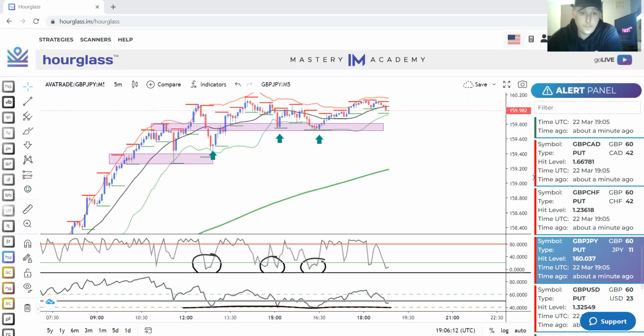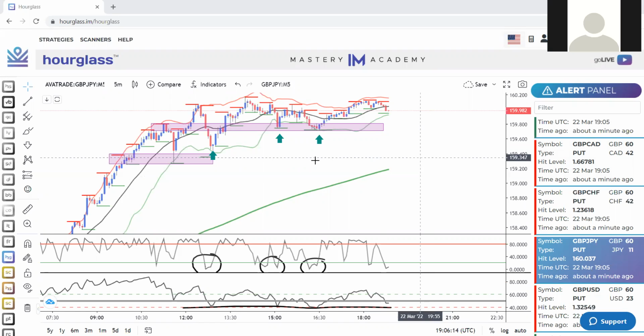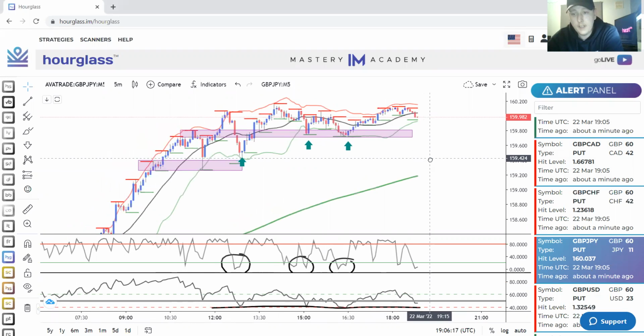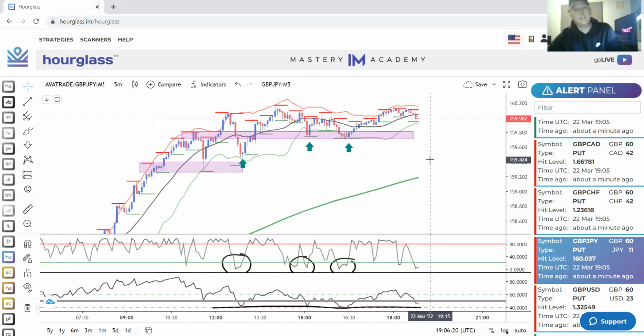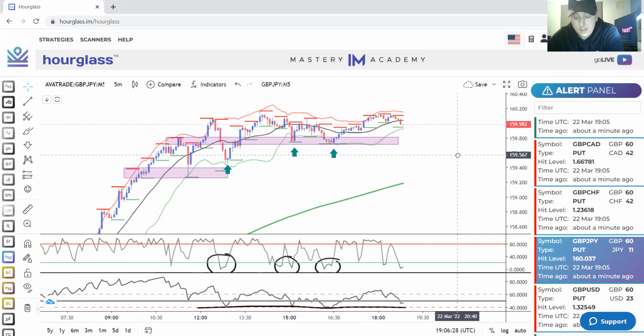Okay, so what I'm going to do for you today is I've gone through and I've marked up a few pairs because I want to show some live examples on the market. So this is literally from today on a few of the pairs.